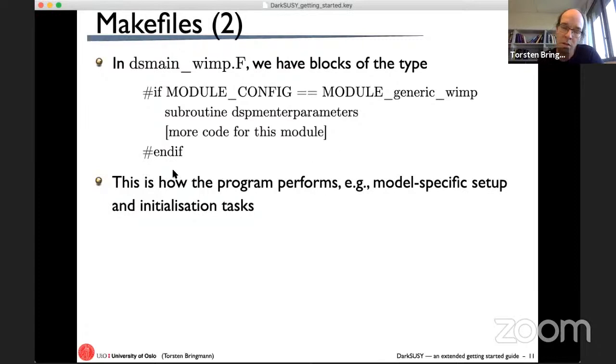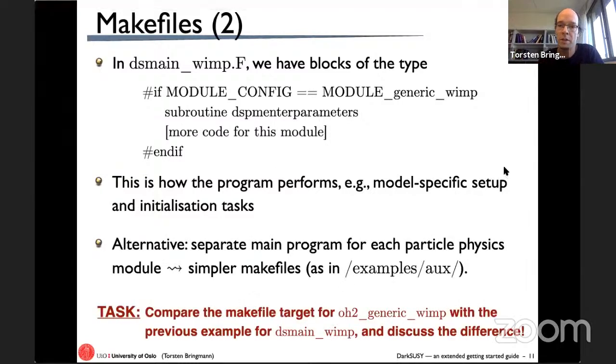Inside this DS main program here, there are blocks of this type. These are pre-compiler statements. This is just for you to know if you wonder how the code then knows which module to use. But in practice, you can just test this by modifying the existing code.